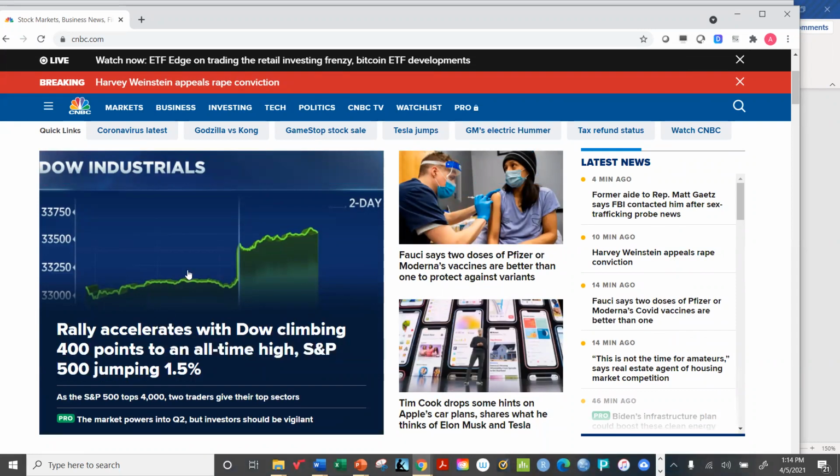The rally accelerates with the Dow Jones climbing 400 points to an all-time high. The S&P 500 is jumping 1.5%.